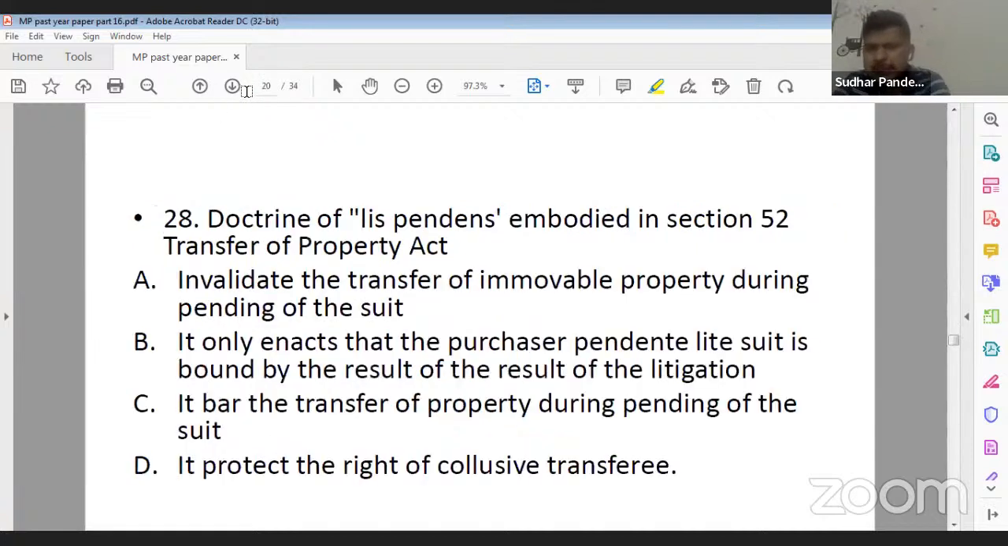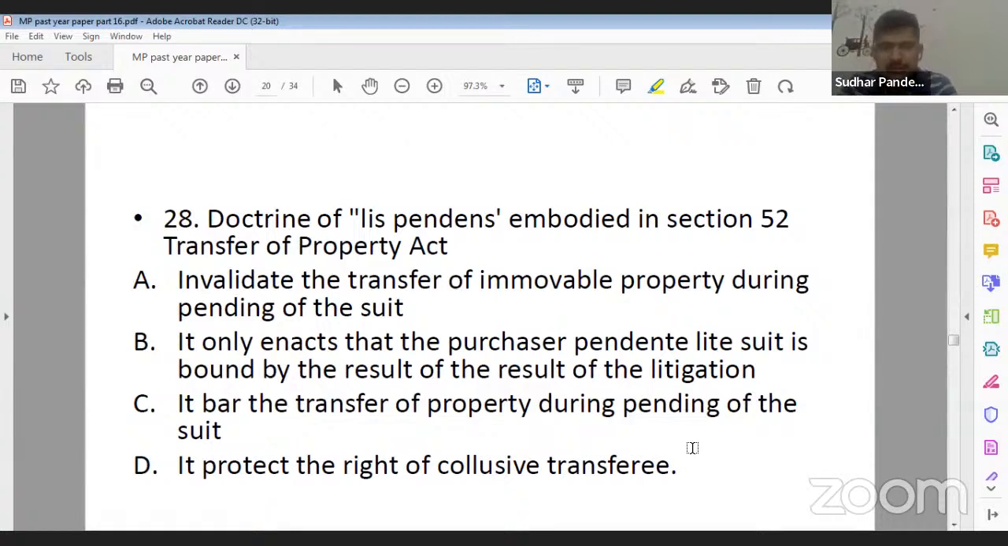Question number 28, doctrine of lis pendens, that is pendency of the suit, embodied in section 52 of the Transfer of Property Act. Option A, invalidate the transfer of immovable property during pendency of the suit. 27, D is the correct answer. Yes, D is the correct answer. Ankita ji, Varun ji, both of you are correct.